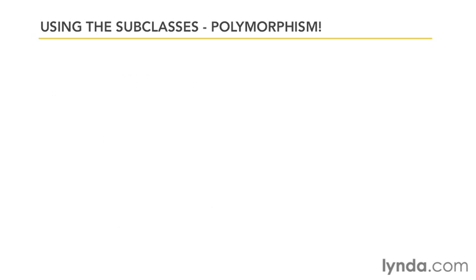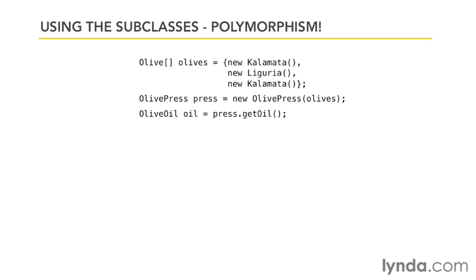When you go to the main class code, you can now say, I'm going to declare an array of olives. Olive bracket bracket means multiple olives. But then when you actually declare the instances of the objects, you use the constructor methods of the individual subclasses. I have an array with 2 Kalamatas and 1 Liguria, but they're all olives because of the inheritance relationship. I could then create an instance of the olive press, call the getOil method, and within that method, it would then go and call the appropriate methods of the olive object, and for Kalamatas it would get 2 units, for Ligurias it would get 5 units, and so on.